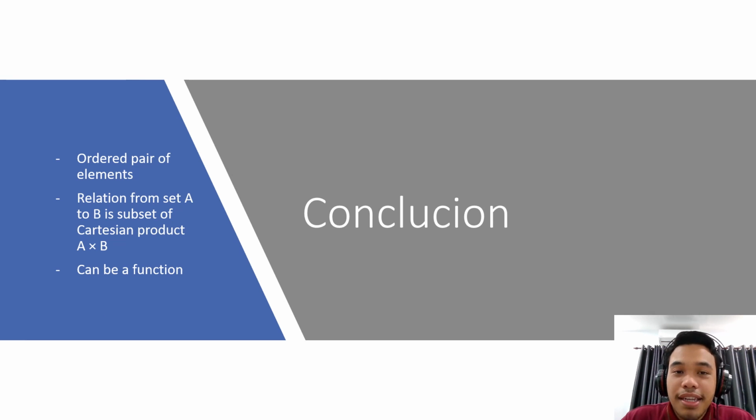So, lastly, for the conclusion, let us summarize what we have learned so far. Firstly, a relation is an ordered pair of elements. It is used to express the relationships between elements. A relation from set A to set B is a subset of the Cartesian product, which is A times B. And a relation can also be a function if it fulfills the requirement of a function.